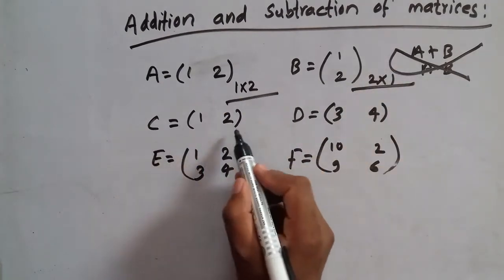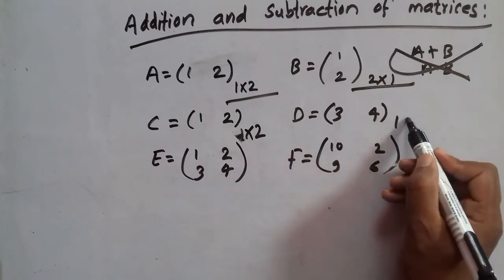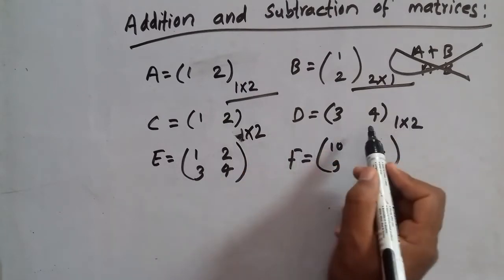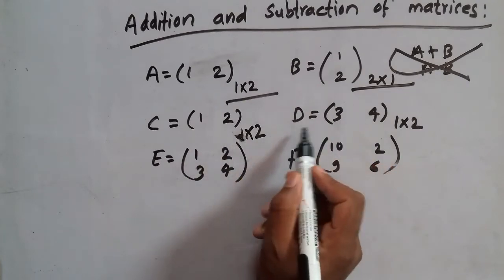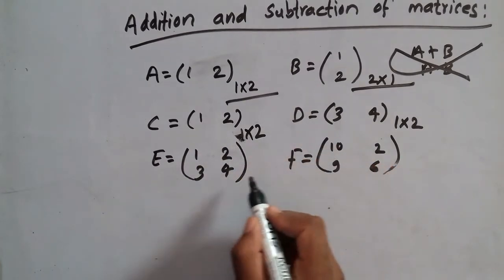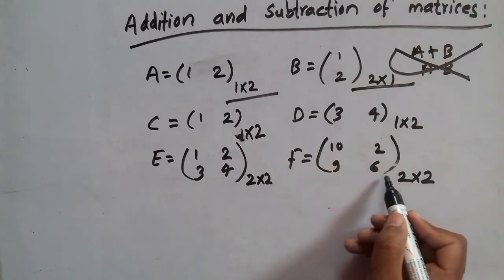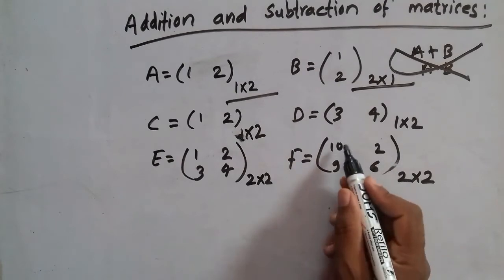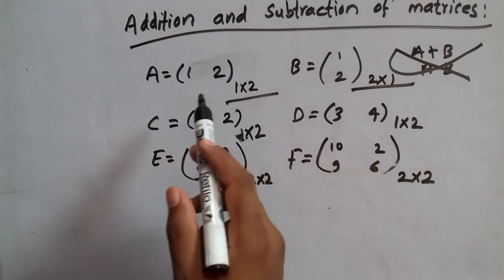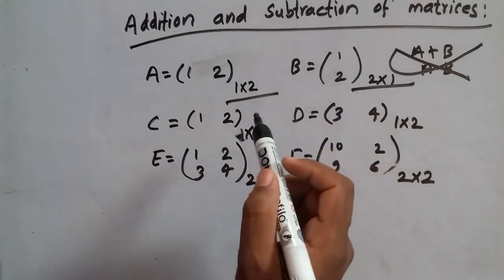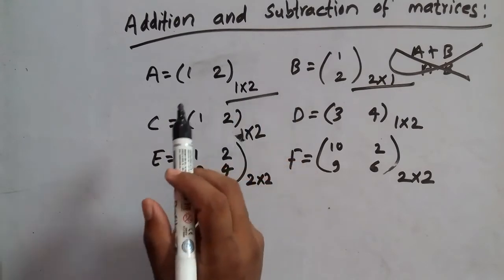Here the order of the matrix is 1 by 2, and here the order of the matrix is 1 by 2. So these two matrices can be added or subtracted because their orders are the same. And here the order of the matrix is 2 by 2, and here also 2 by 2. 2 rows and 2 columns, here also 2 rows and 2 columns. And we can add or subtract matrices by adding or subtracting the corresponding elements of the matrices.